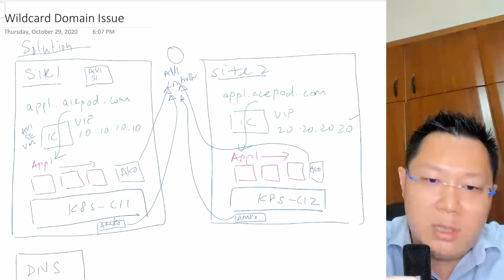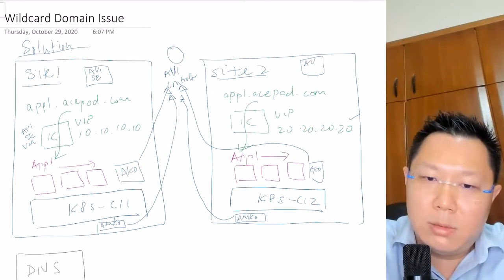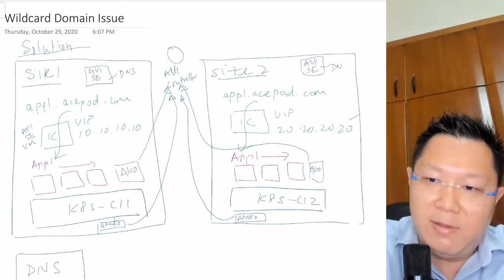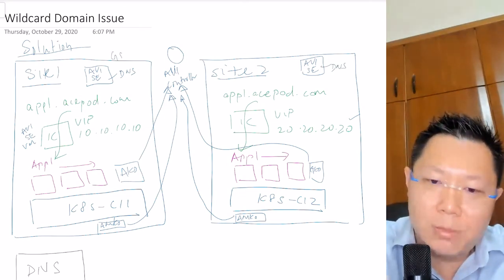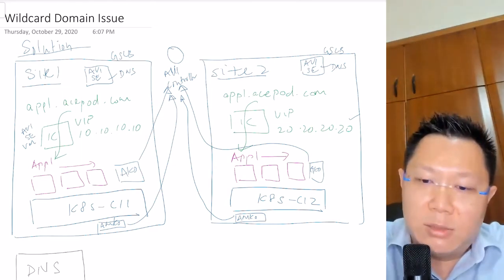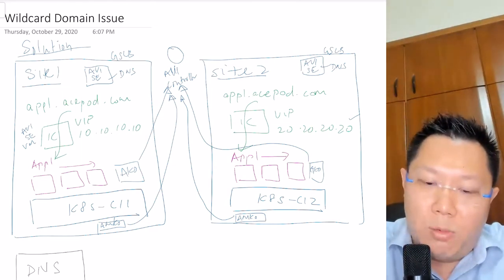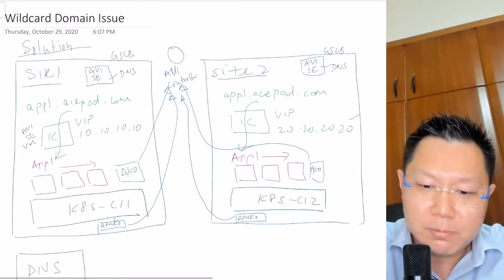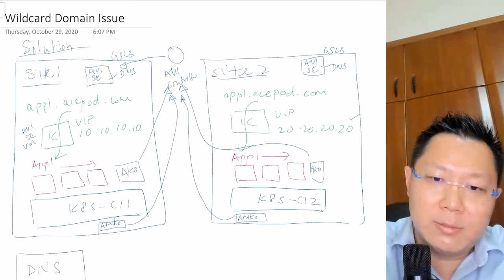So what we have here is another service engine, the AVI service engine. But this time around, this is running DNS. Effectively, this is a GSLB. So what it does is, once you create an ingress with AMKO, it will also update the DNS.